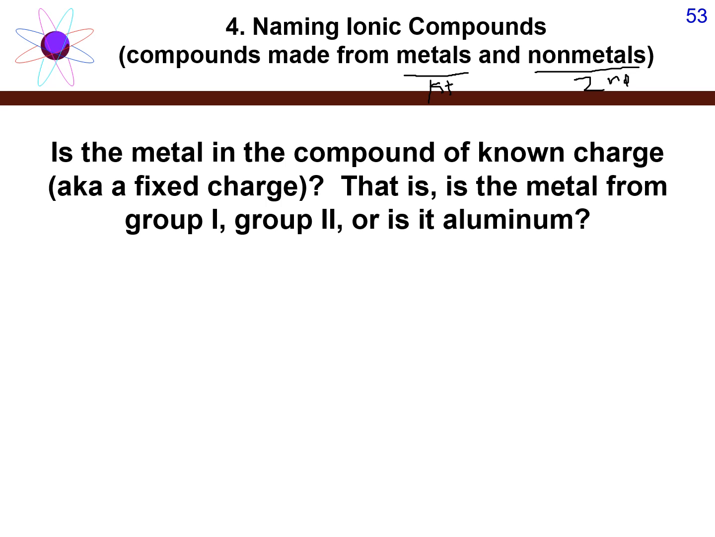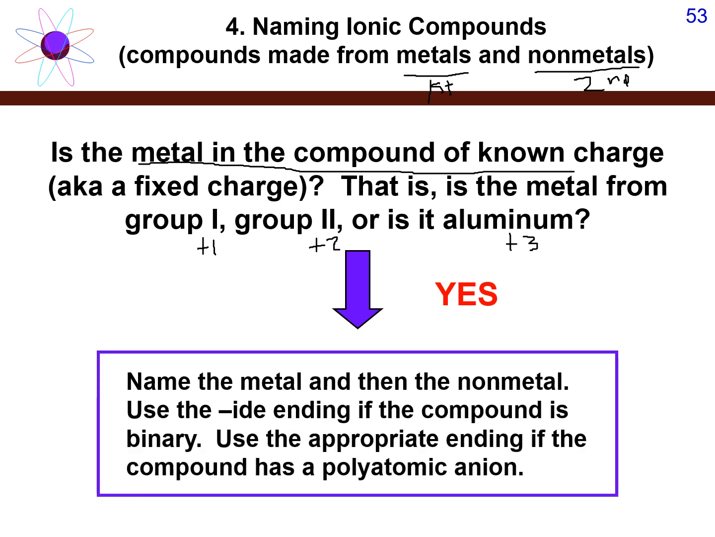You're going to look at that metal, and you say, do I know the charge of that metal? Is it a fixed charge? Well, fixed charge means that they're in a column that the charge never changes, right? That would be group 1, always a +1. Group 2, always a +2. Or is it aluminum, which is a +3? If the answer is yes, what you're going to do is name the metal. Just name it. And then you name the nonmetal. And the nonmetal is going to get the IDE ending.